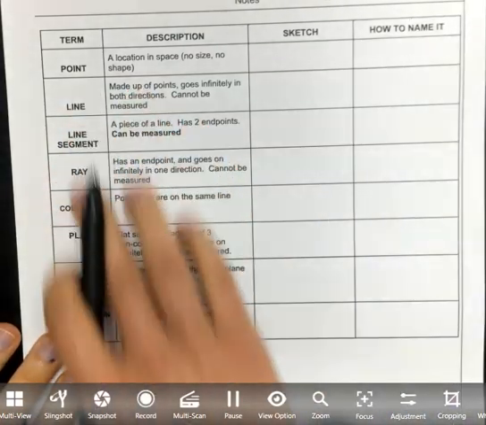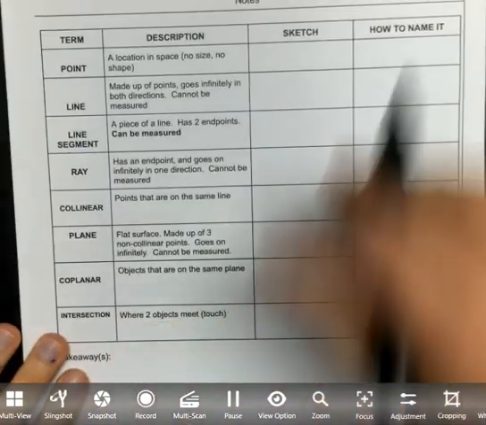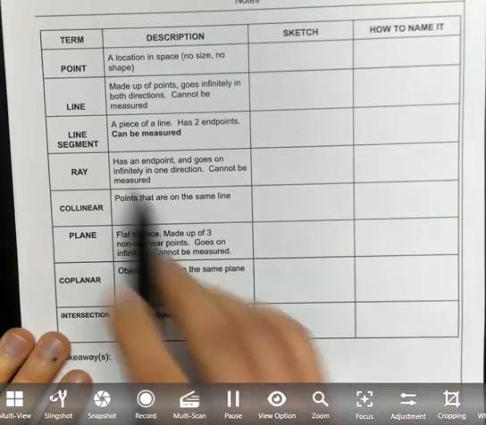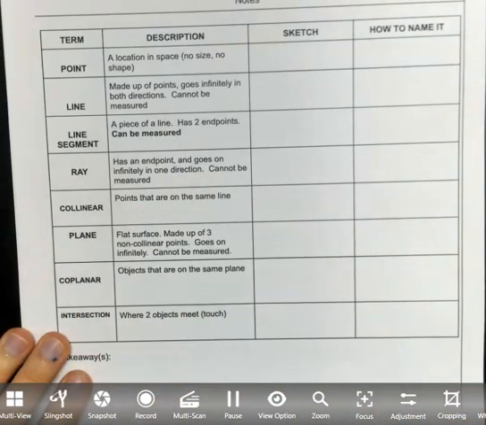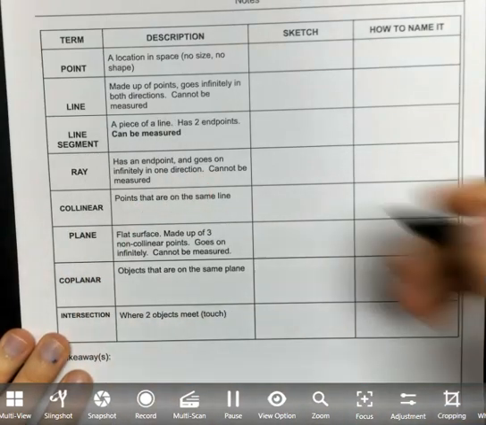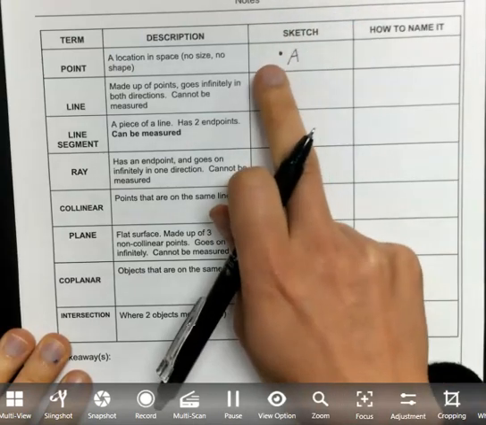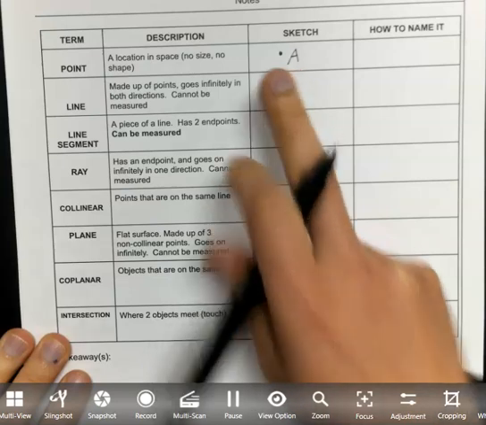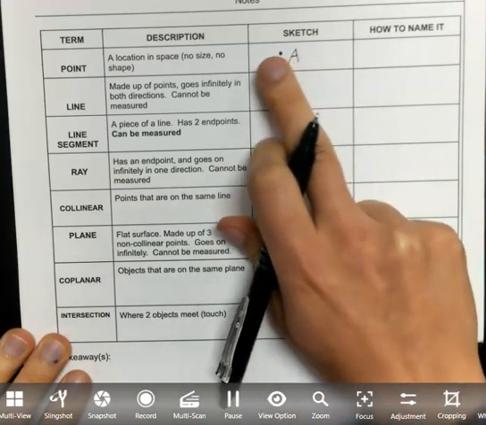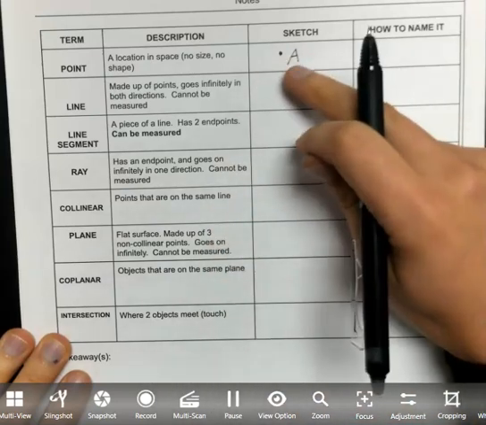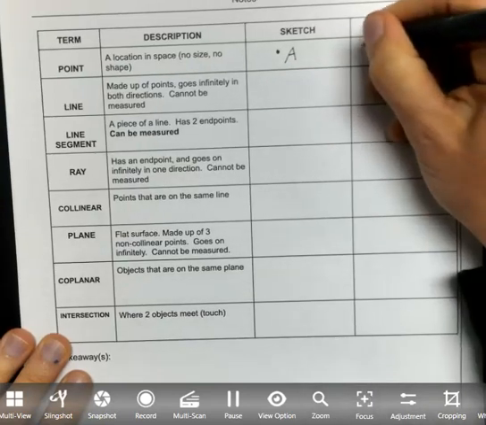Okay, so these should mostly be review for you. It should not be new. A point is a location in space, has no size and no shape. So here's an example of a point. And then it has a name next to it. So in this particular case, we have point A. So we name it with that capital letter A.